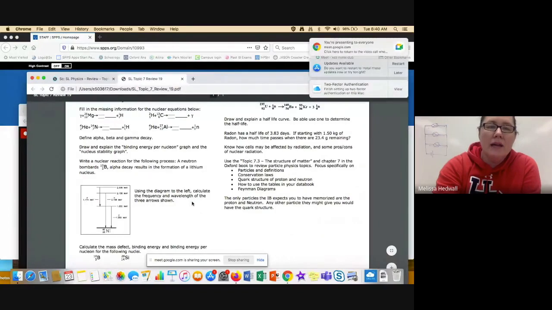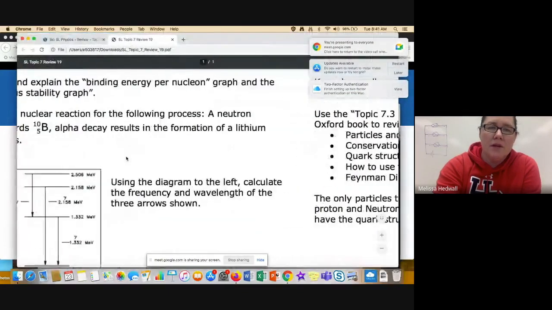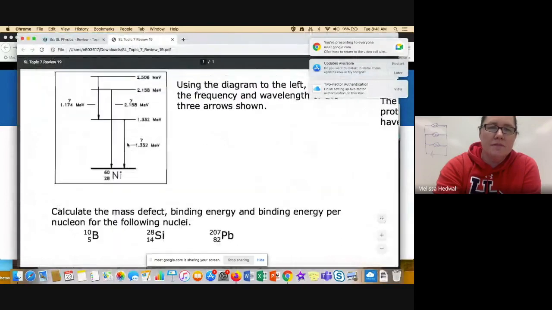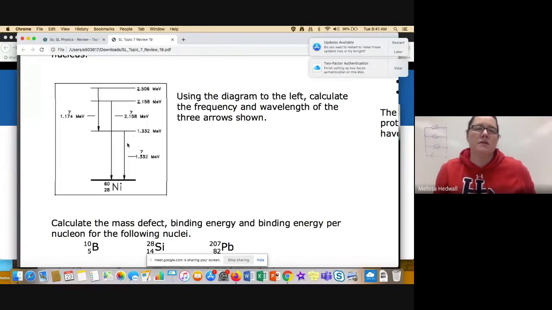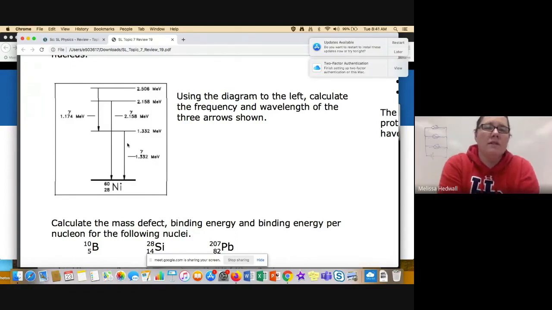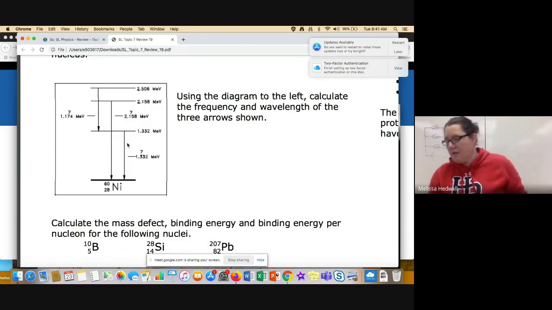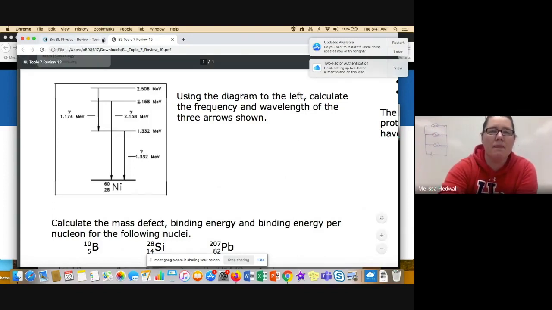So what we're looking at on this question here is this diagram. We're looking at the way that energy is released when electrons are transitioning levels. And so there's 3 different arrows that they have you calculate in this. One of them has 1.174 mega electron volts, one has 2.158 mega electron volts, and the other one is the 1.332 mega electron volts. And so as we're using that, we're using Planck's constant in our calculations here.